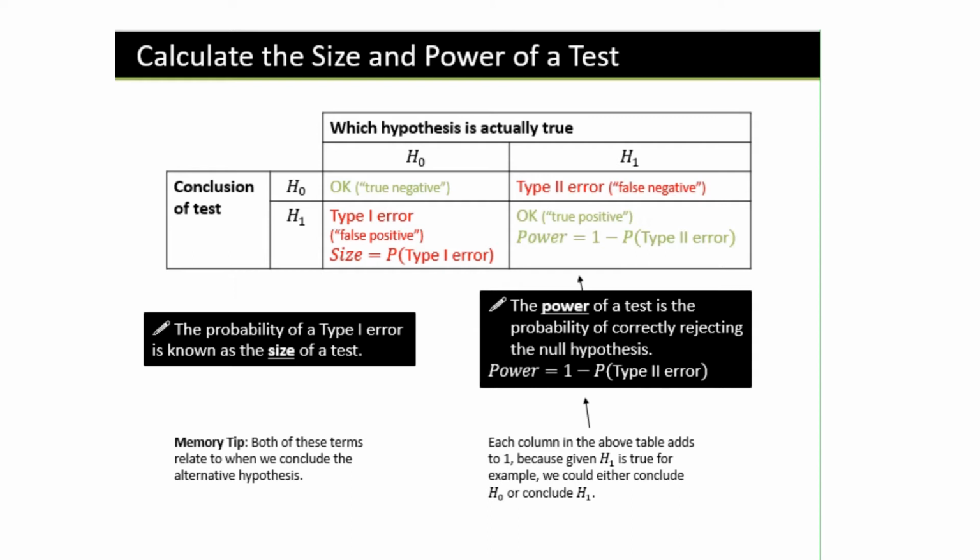Now, the power of our test is 1 minus the probability of a type 2 error. This is really, really useful and something that we'll look at a lot later. We'll look at something called power functions of a hypothesis test. The reason why we can do this is because if we think about whether the hypothesis is true or not, those probabilities for H1 are going to have to add up to 1, which is why we can do 1 minus the probability of a type 2 error.